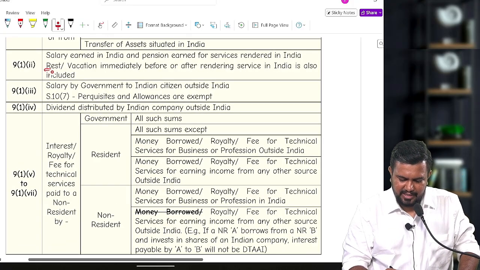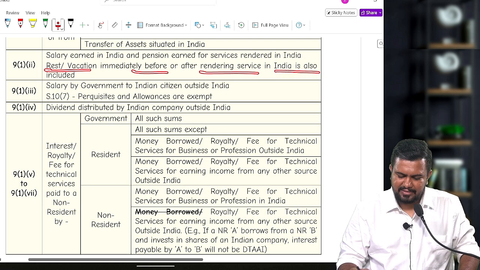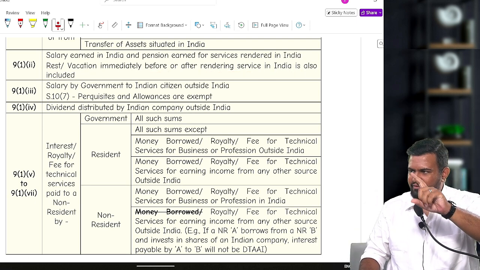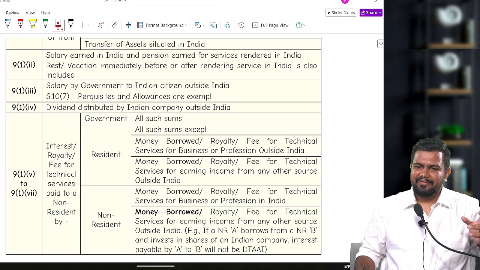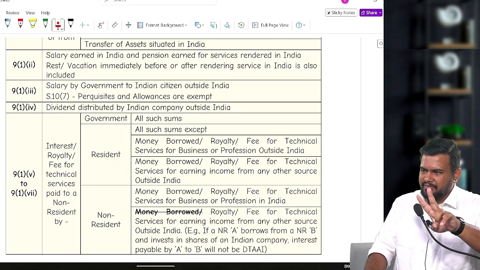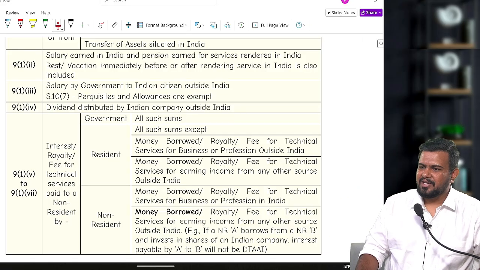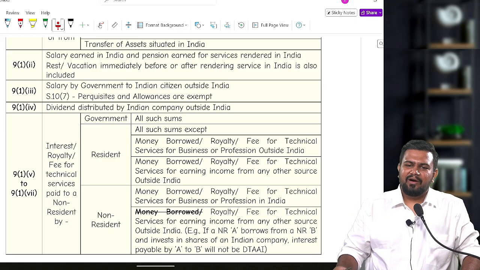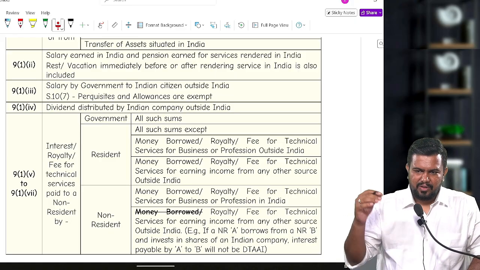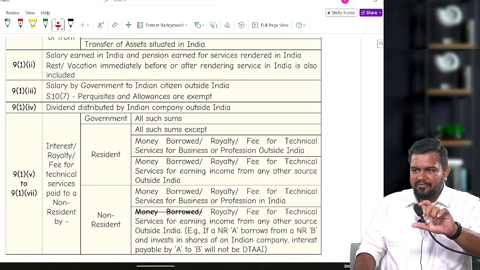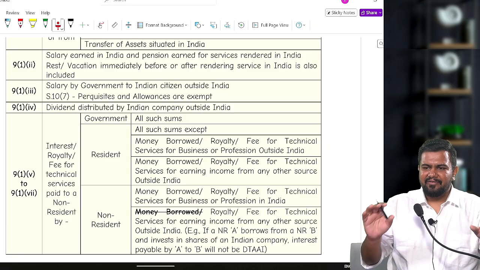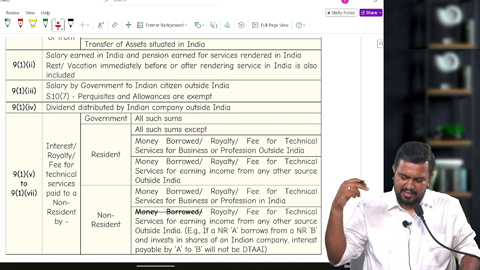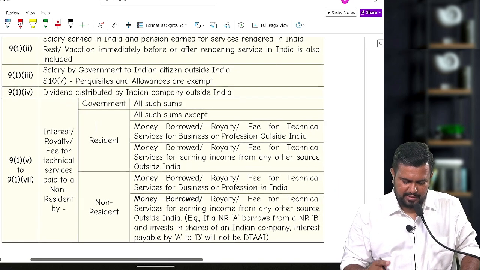Then rest or vacation immediately before or after rendering service is also included. That foreign company employee who is coming into India for 1 year, sometimes what they do, they will tell that we have come here only for 2 months for project. Balance 10 months is vacation in India. Like that they will try to avoid that tax. Hence, it is told in the provision itself, if there is a vacation immediately before service or immediately after service, that vacation period is also included. If you are receiving the salary for this period, it is also included in deemed to accrue or arise.